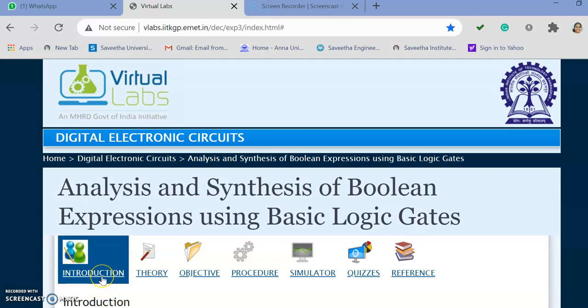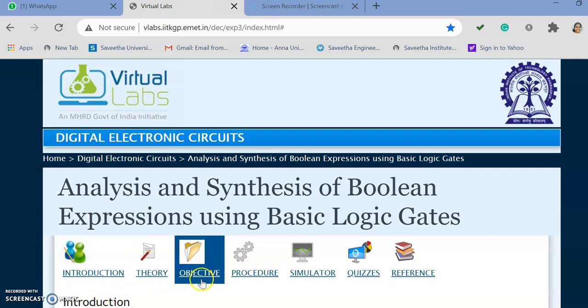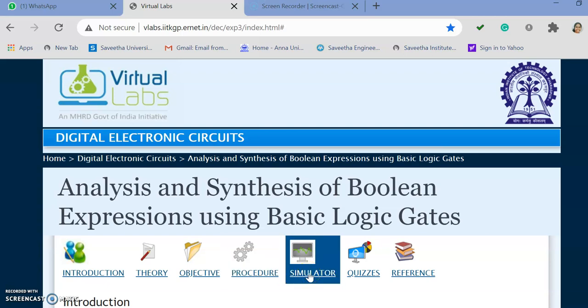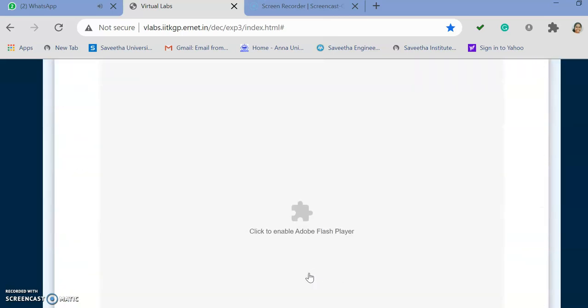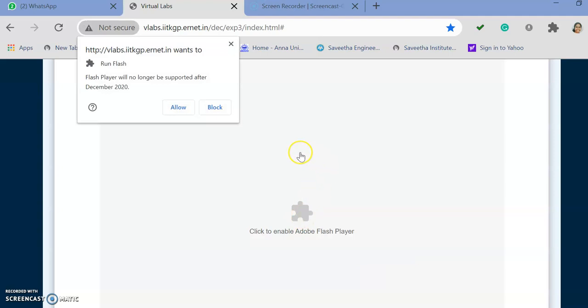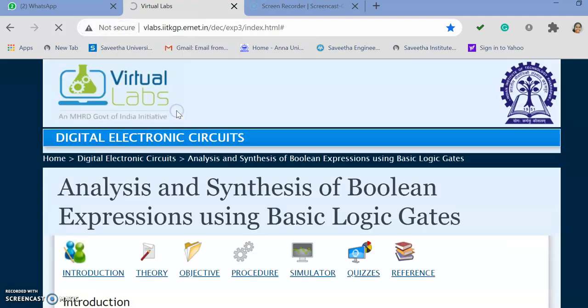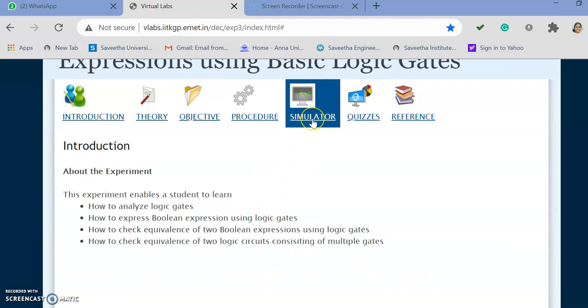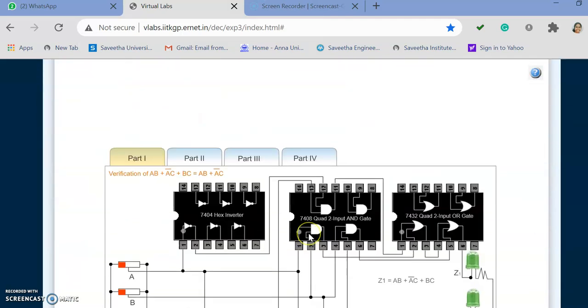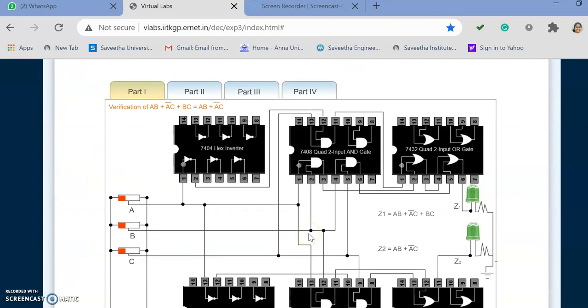In each tab you can see the introduction, theory, objective, procedure. Every tab has its contents. I am directly going to the simulator tab. If you click on this simulator tab, you'll see "click to enable Adobe Flash Player." Flash Player has to be enabled in your system. When I click this, it asks whether I should allow the flash, and I'm going to allow it. Then when you click again, you'll be able to see the diagram. So Adobe Flash Player has to be installed and enabled in your system.